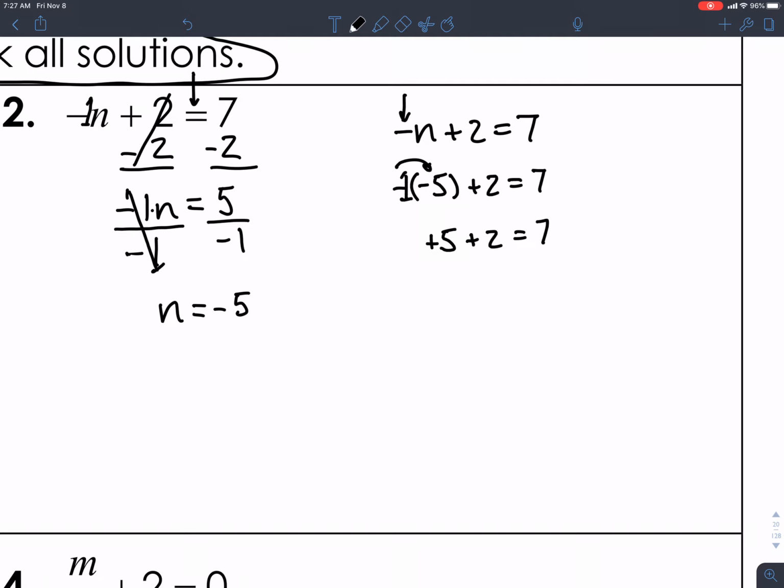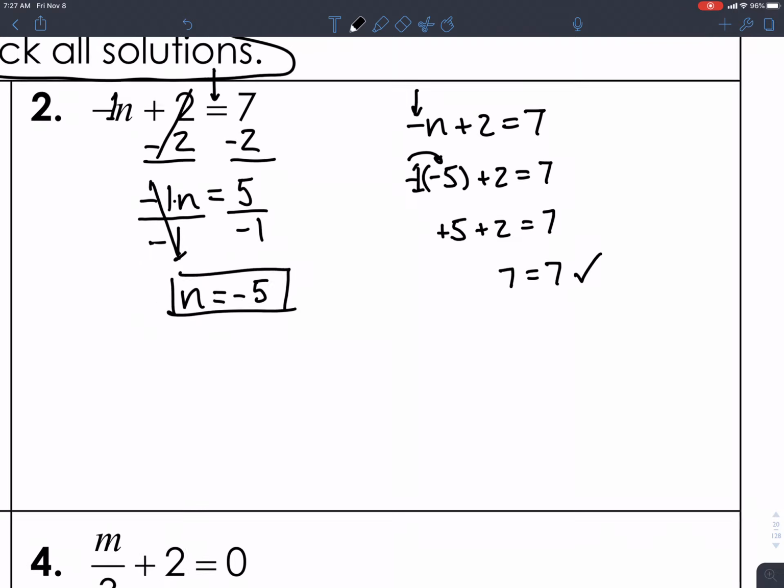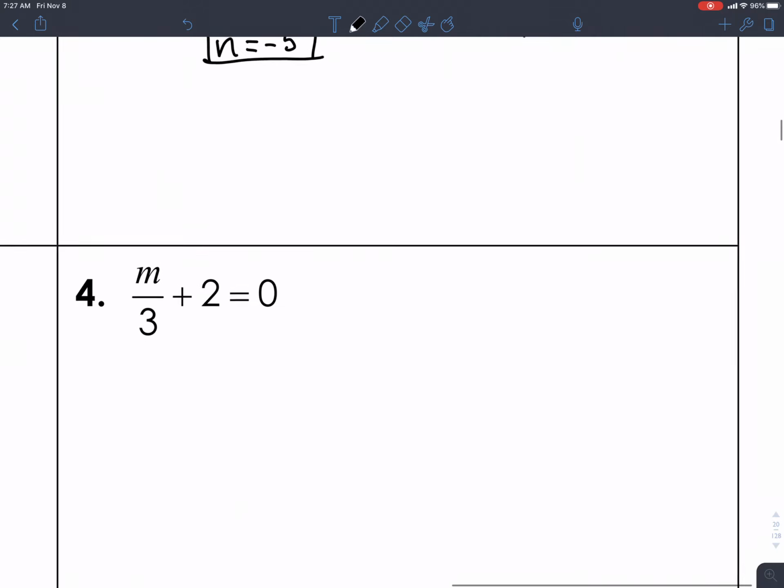Now we got to add those two things on the left. A positive 5 and a positive 2. That is a positive 7. Does 7 equal 7? Yes, so that means our answer was correct. Okay? Let's go through and check the next one.